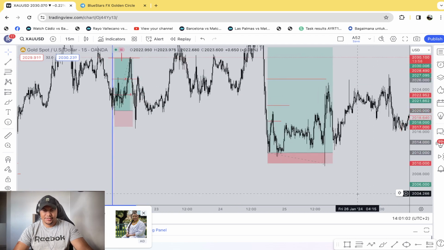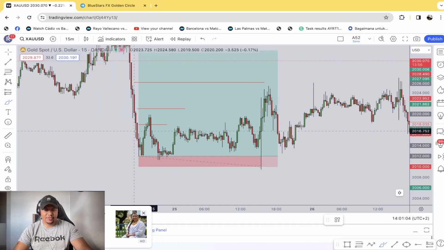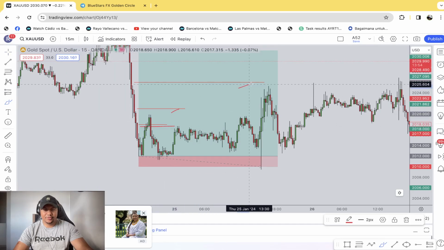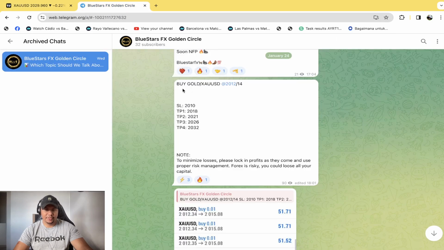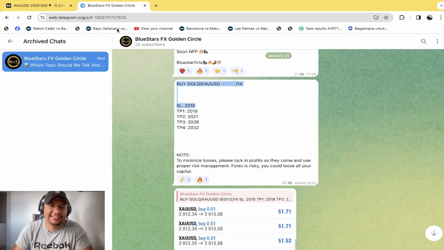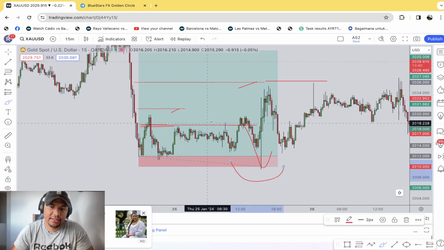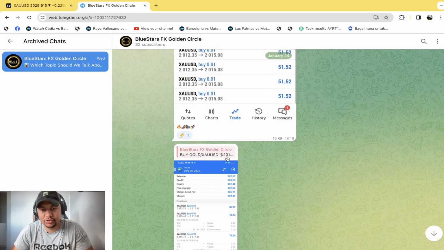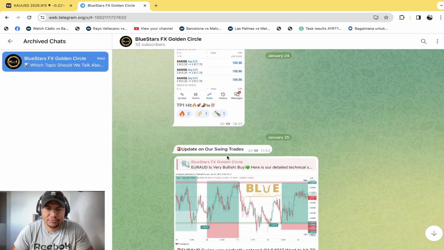Here we go. Okay, so what do we have here? We got TP1, TP2, and TP3, which I'm not sure about. But this was a beautifully executed trade. Here, the market stopped him out. You got a stop loss at 2010. That was there. So I don't know, like manipulation. But okay, they got away with TP1, close to TP2. So that's good. Let's move on.